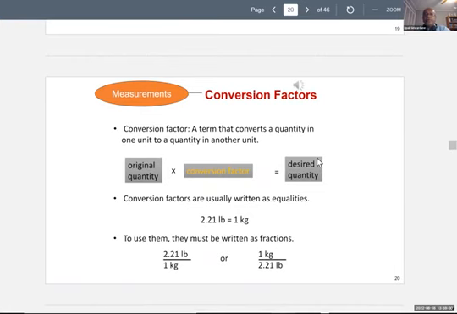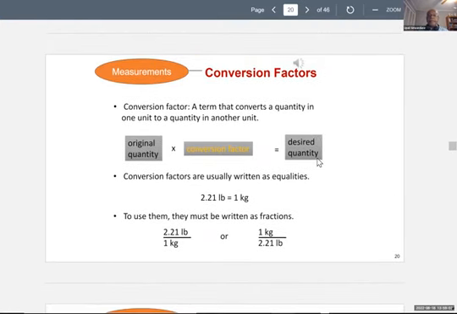Now I am going to talk about conversion factors. Conversion factor is here, 2.21 pounds, which is in the middle, is equal to 1 kilogram. A conversion factor is something that we use to convert pounds to kilograms or kilograms to pounds.